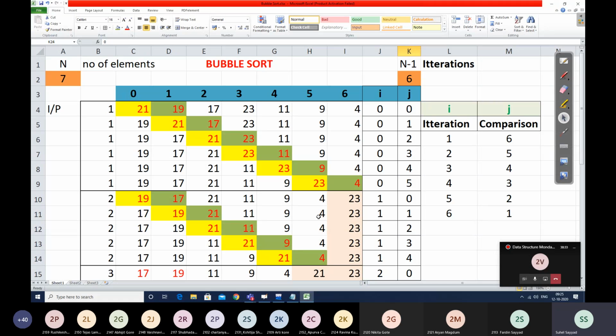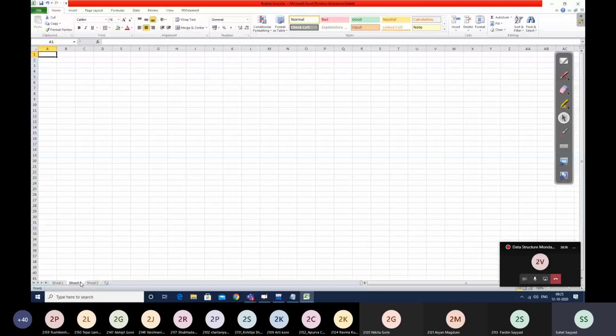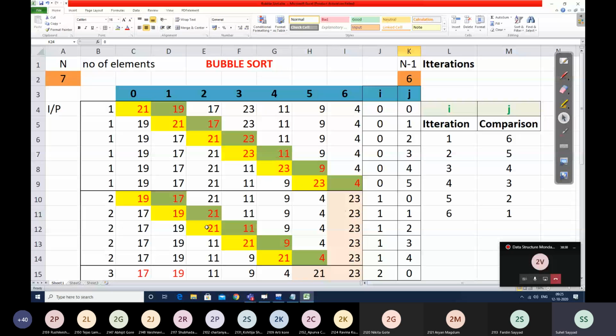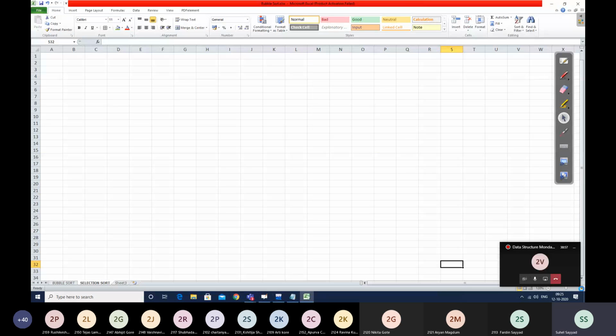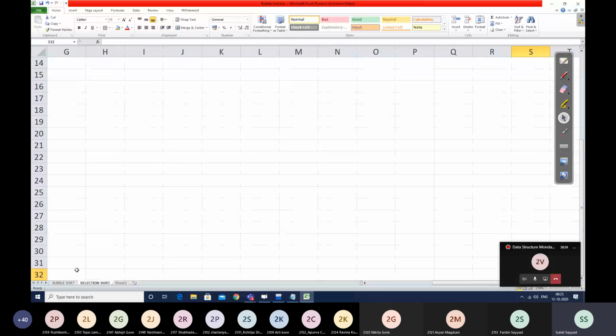Okay, so with this, let's move to the next sorting technique, that is selection sort. So this was our bubble sort. Let us now move to the second sorting technique, that is selection sort. Let me make the setup of Excel because the font and everything should be visible to you people.